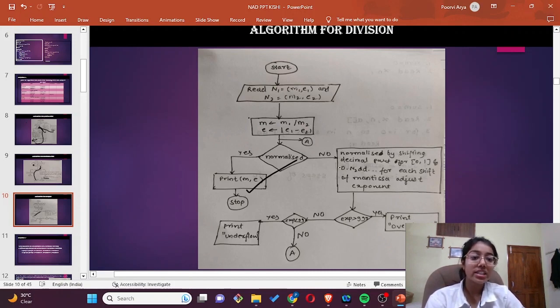If it is not normalized, then we normalize it by shifting the decimal part of 0 and 1. For each shift of mantissa, adjust the exponent. Again, if the exponent is greater than 99, we print overflow. If it is not greater than 99, but it is less than 99, we print underflow. And if both the conditions are false, then we go to A, and A takes us back to here, and then we check if it is normalized or not, and if it is, we print it. If it is not, we follow the same procedure again.